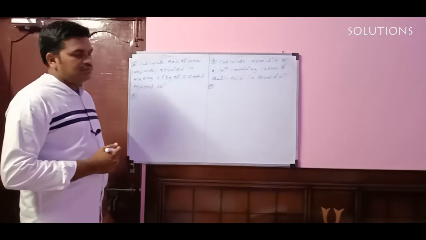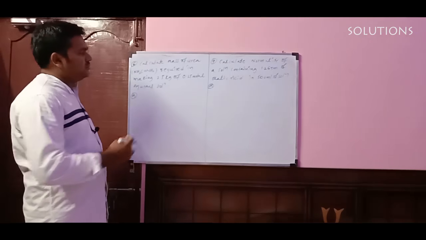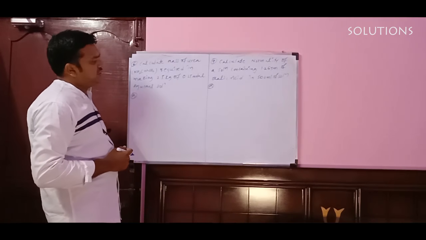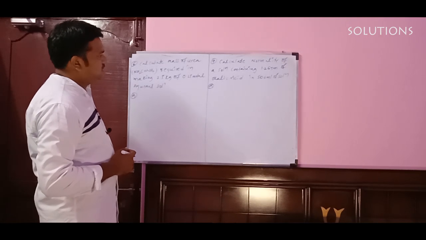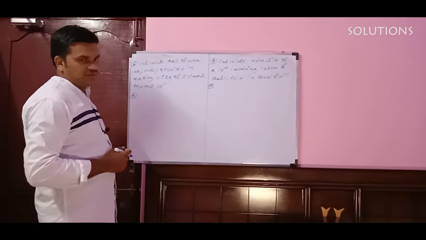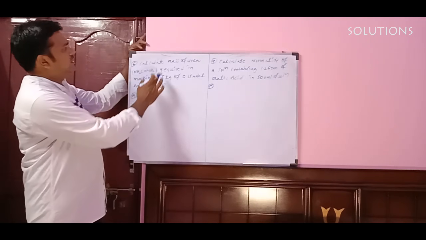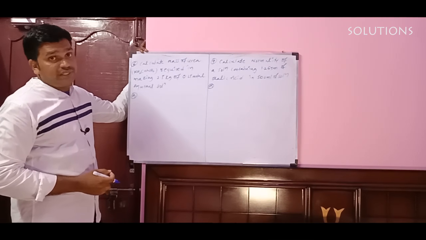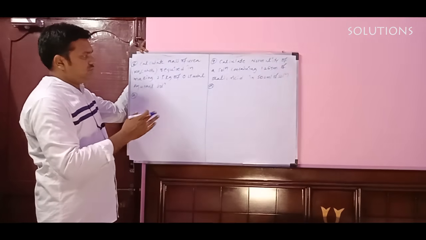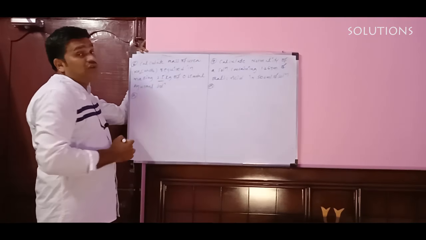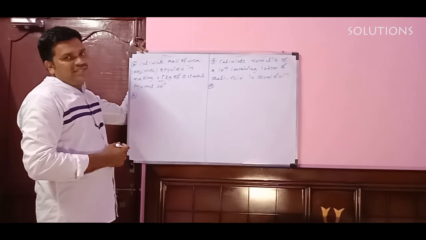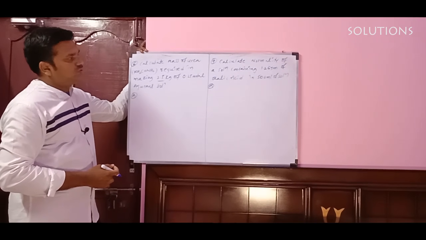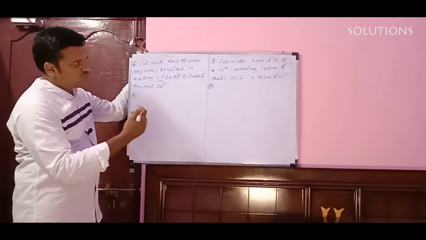See the next question we have. Calculate the mass of urea, formula CH4N2O, required in making 2.5 kg of 0.25 molal aqueous solution. Again I am repeating the problem: calculate the mass of urea. It means we have to find the weight of urea required in making 2.5 kilograms. This 2.5 kilograms is the weight of the solvent. 0.25 molal aqueous solution is given, that means molality is given.